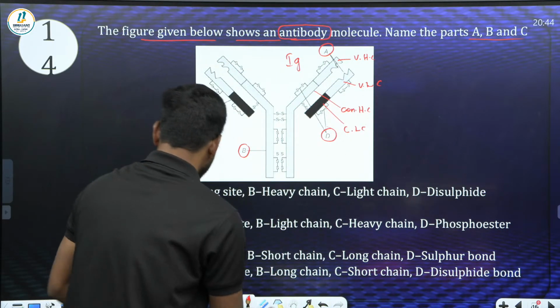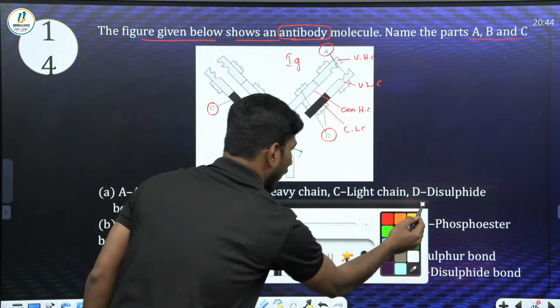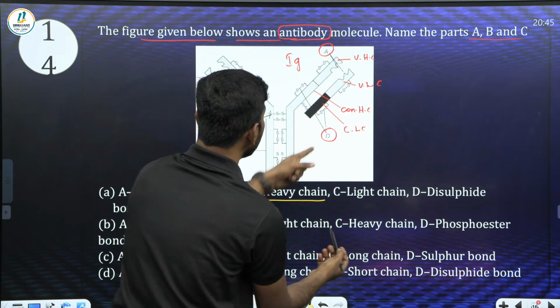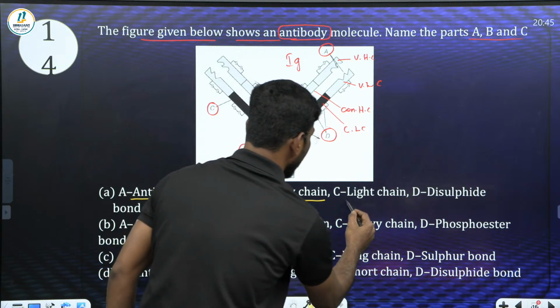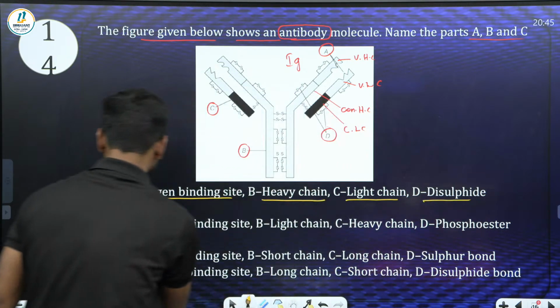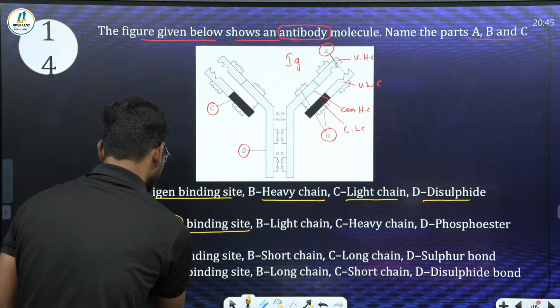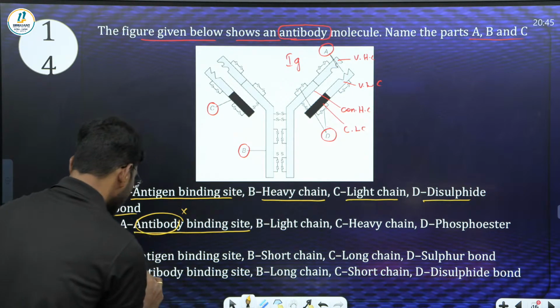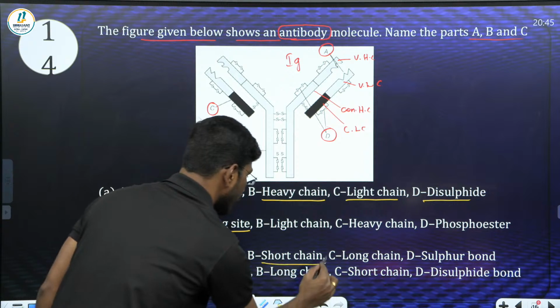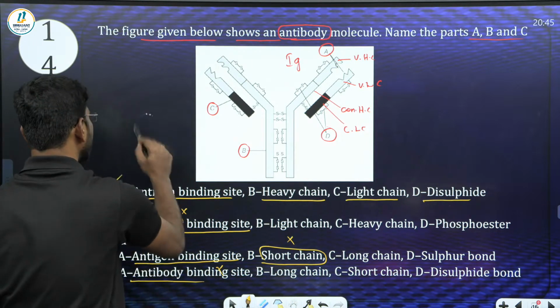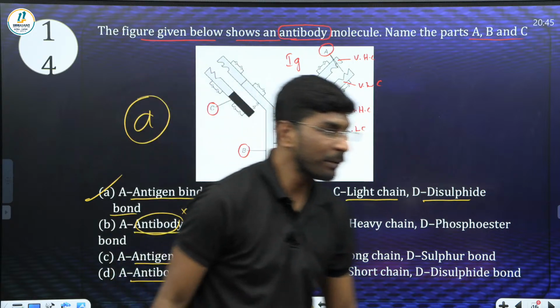Tell me here. First one is called antigen binding site. B, heavy chain. C, light chain. D, disulfide bond. Option B, antibody binding site or antigen binding site, right? Leave it. Next, antigen binding site, short chain. B is not short chain. Leave it. This is antibody bond. So the answer will be option A. Am I correct? What type of bond?